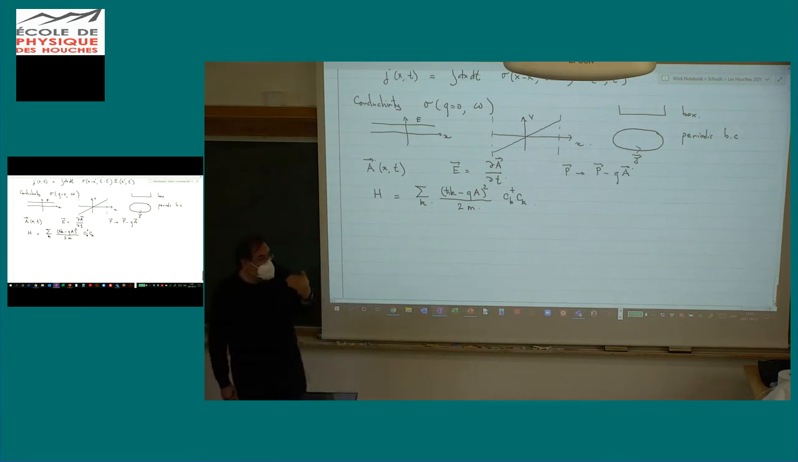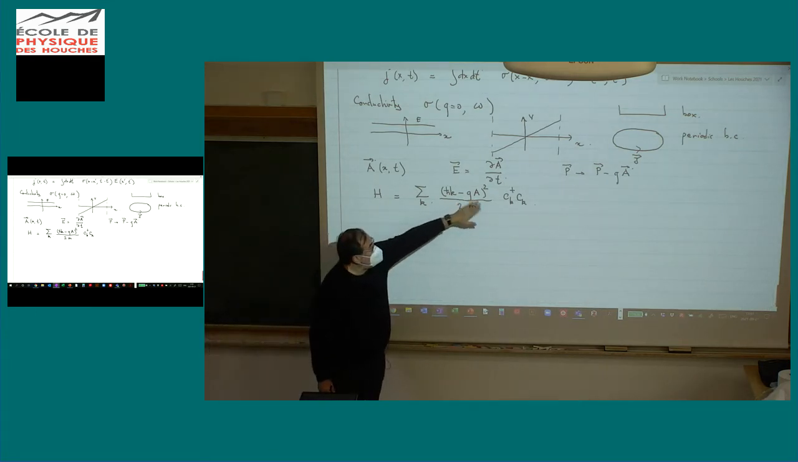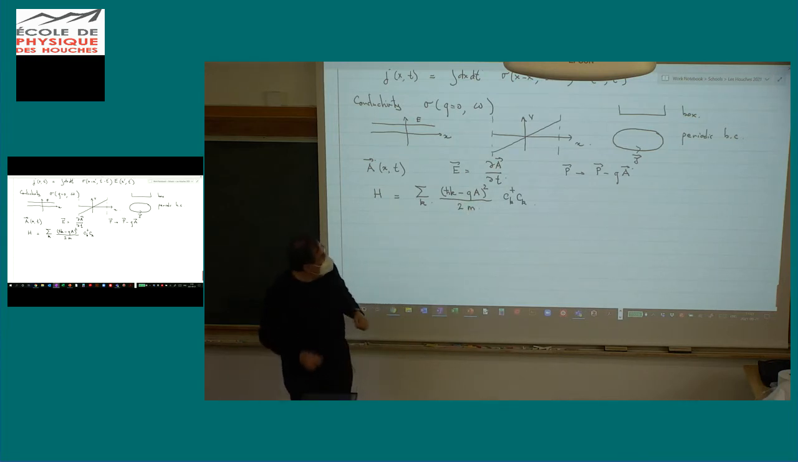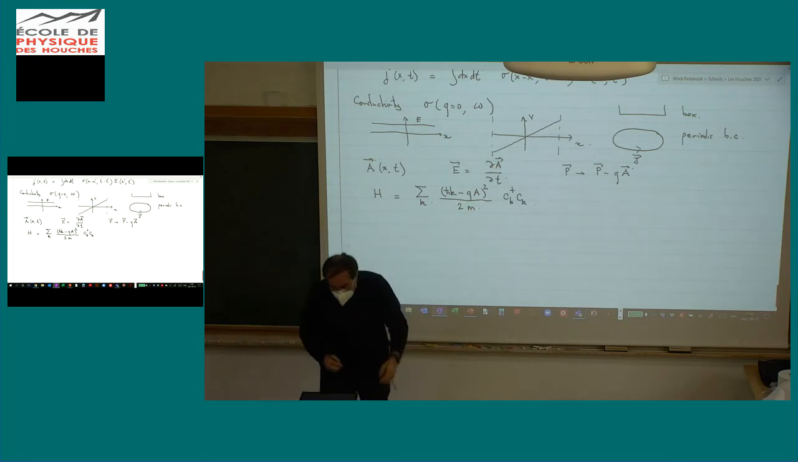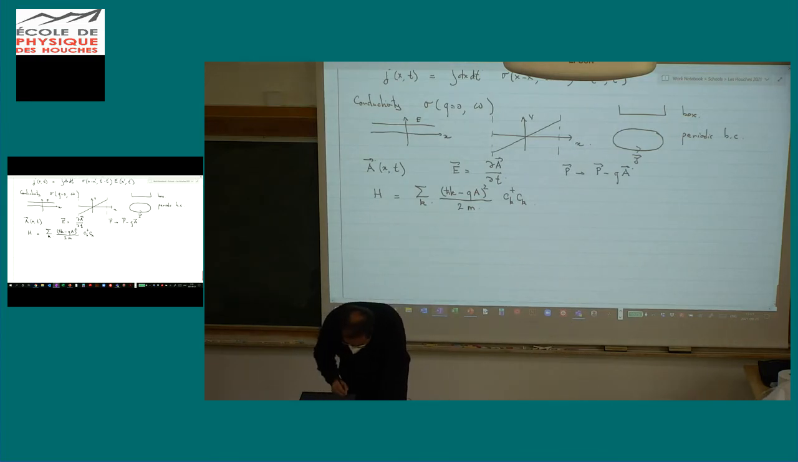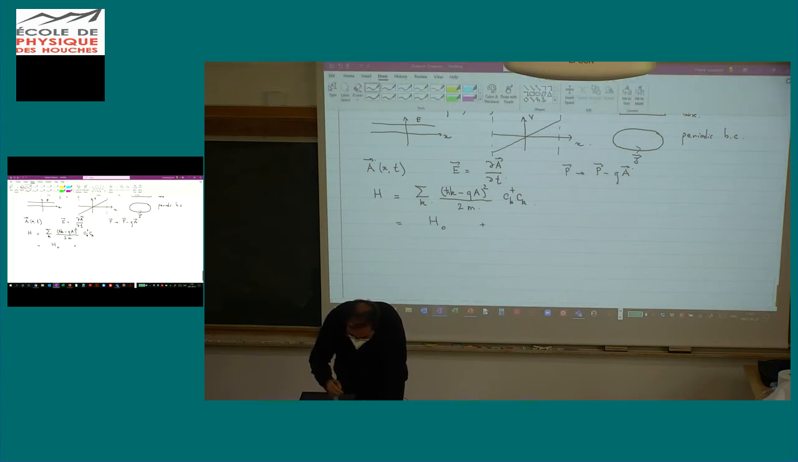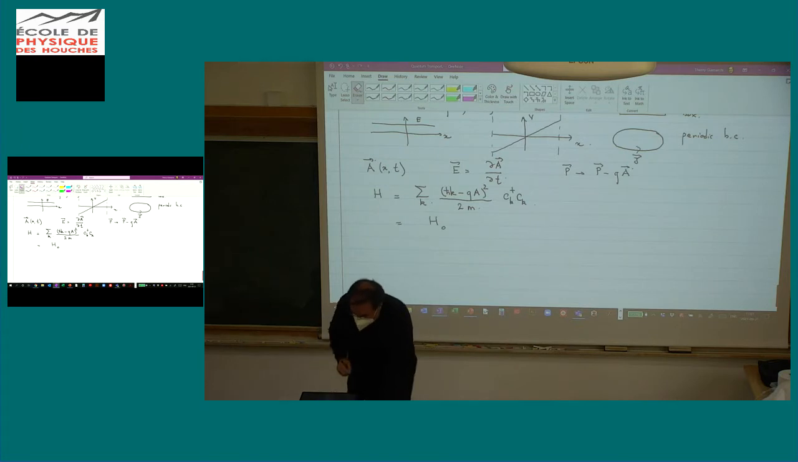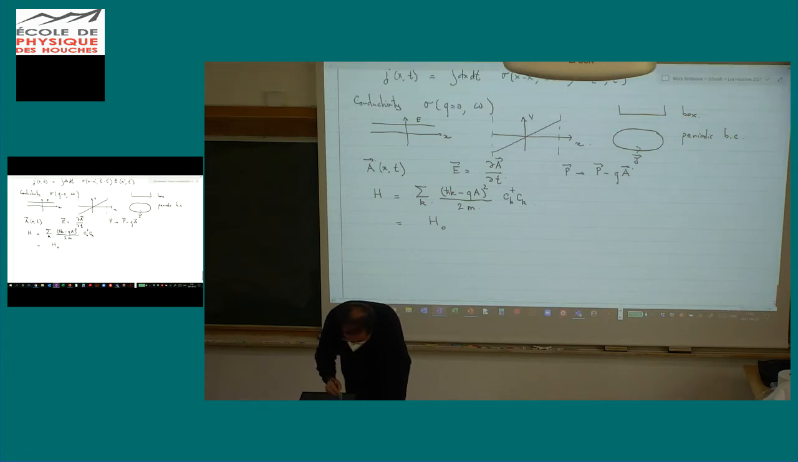So now I will just assume that A is small, and I will expand this in powers of A to know what my perturbation is. If I do this, I will have H0, which is the unperturbed Hamiltonian, plus, let's write it cleanly. So this is K squared over 2m.